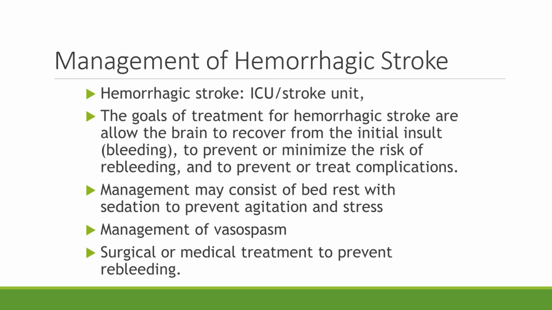So management of hemorrhagic stroke includes care in the ICU or stroke unit. The goals of treatment for hemorrhagic stroke are to allow the brain to recover from the initial insult or bleeding, and to prevent or minimize risk of rebleeding, and to prevent or treat complications. Management can include bed rest with sedation to prevent agitation and stress, management of vasospasms, and surgical or medical treatment to prevent rebleeding.